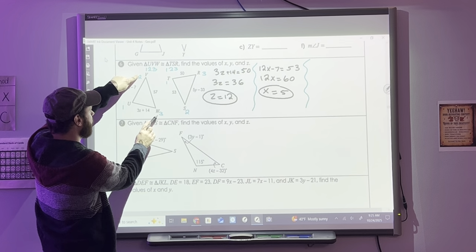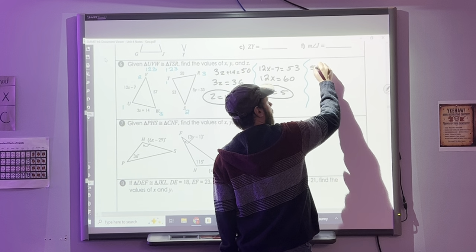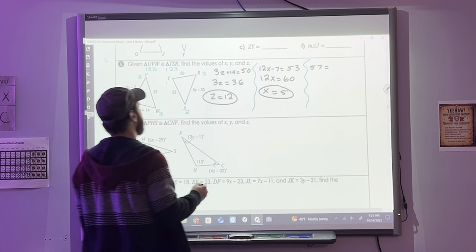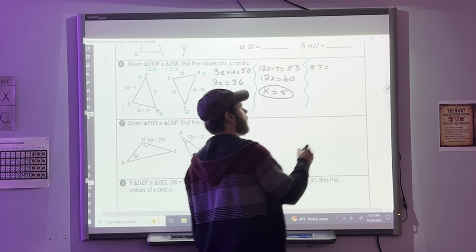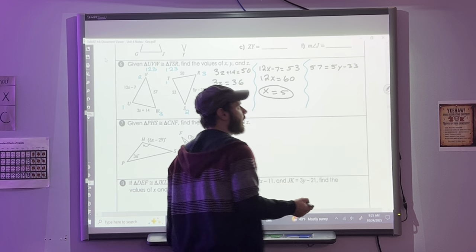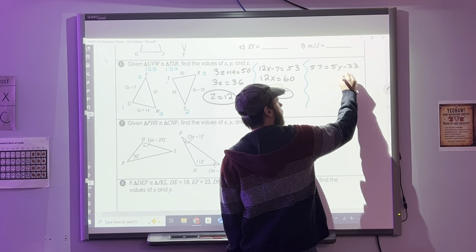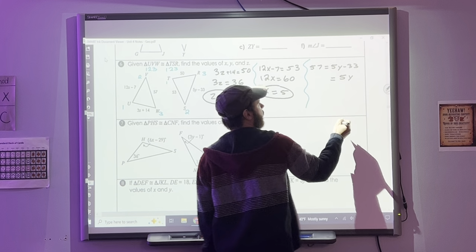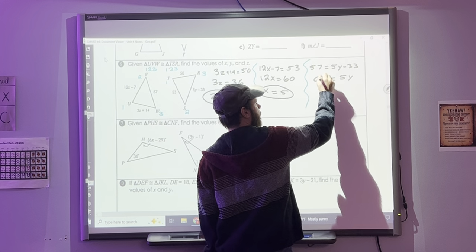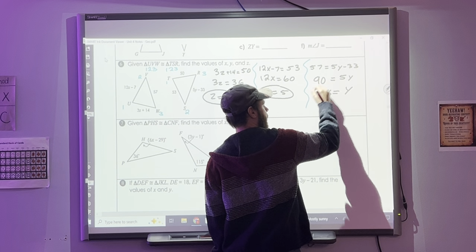Now I gotta do 2 and 3. Well, 2 and 3 over here is 57. 2 and 3 on the other side was 5y minus 33. You want to get y all alone, so you're going to add 33 to both sides, which will leave 5y all by its lonesome, and that's going to make 90. Divide by 5, you get y equals 18.